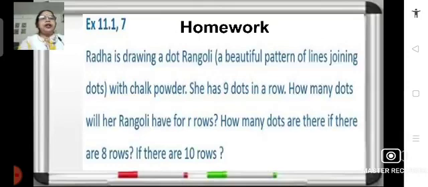Radha is drawing a dot rangoli with chalk powder. She has 9 dots in a row. How many dots will her rangoli have for R rows? How many dots are there if there are 8 rows or there are 10 rows? So there is a dot rangoli drawn by Radha and she has 9 dots in a row. So how many dots will be there in R rows we have to find out, and also if there are 8 rows or 10 rows.